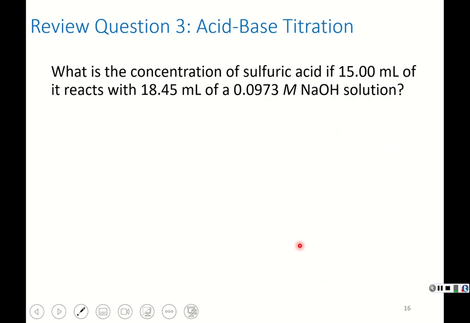So let's try a quick review using a titration. What is the concentration of sulfuric acid if 15 milliliters of it reacts with 18.45 milliliters of a 0.0973 molar NaOH solution?